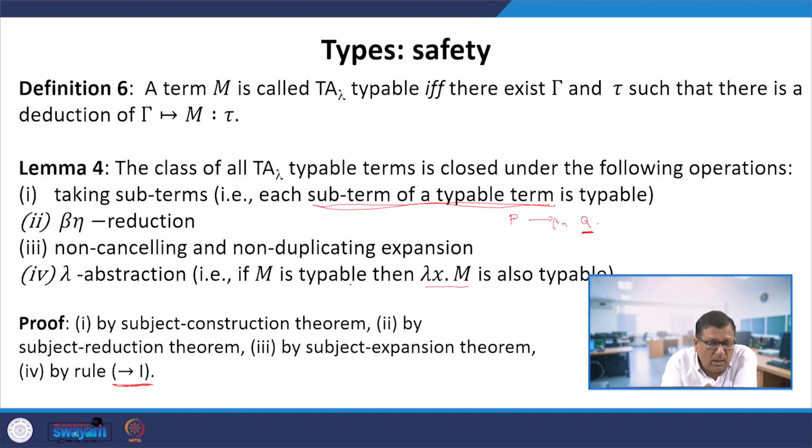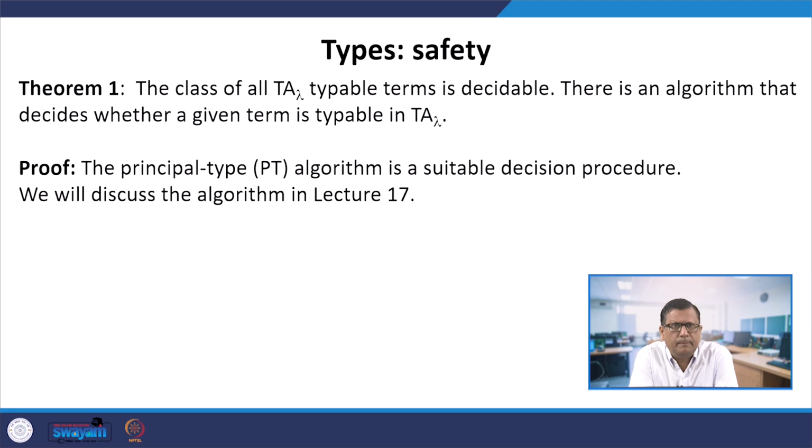So we need to remember that these are the nice properties of TA lambda typeable terms, and they are closed under these operations: taking subterms, beta eta reduction, non-cancelling and non-duplicating expansion, and lambda abstraction. Now this theorem says the class of all TA lambda typeable terms is decidable. That means there is an algorithm that decides whether a given lambda term is typeable in TA lambda. The proof is the principal type algorithm that we are going to discuss in lecture 17.